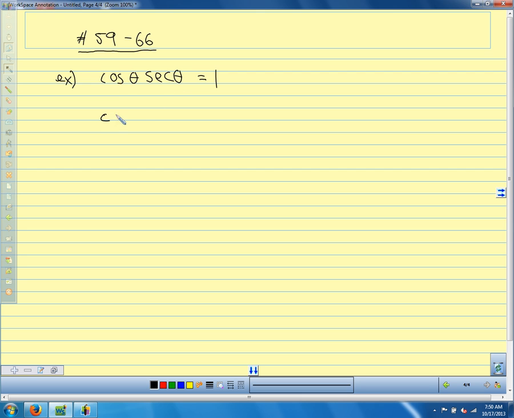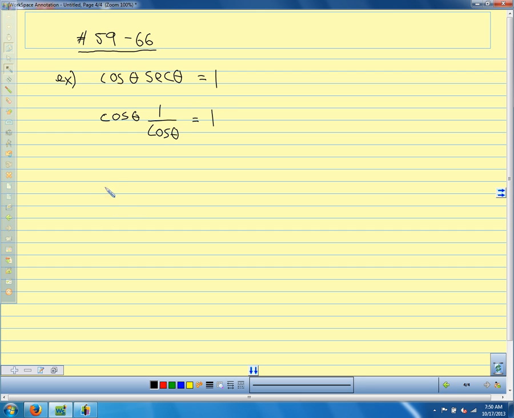So we're going to leave this as cosine theta. We have an identity for secant theta. How can we rewrite secant theta? 1 over cosine theta. Well, cosine theta times 1 over cosine theta, cosine theta divided by cosine theta equals 1. So that's how we show we can take this side of the equation and make it equal 1. So we're not working across the equal sign. We're showing that we can change this into this.